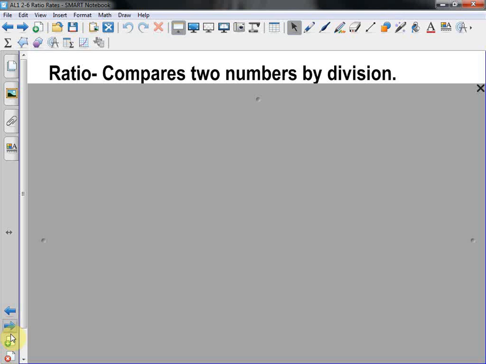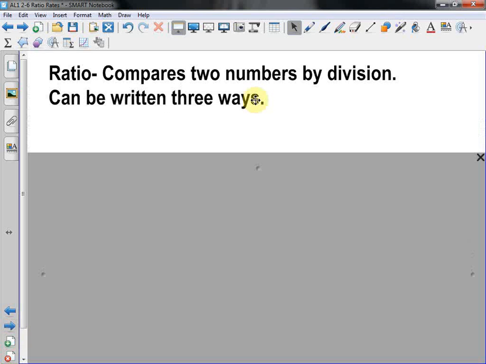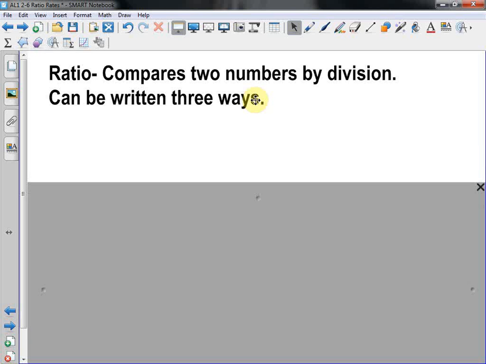And when we compare two numbers by division, how can this be written? It can be written in three different ways, right? So like we have 2, let me say, dot, dot, 3, and we read that as 2 to 3, okay?